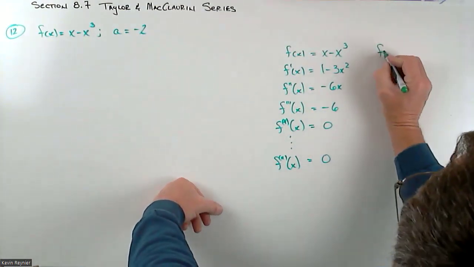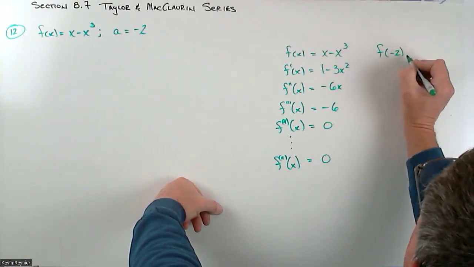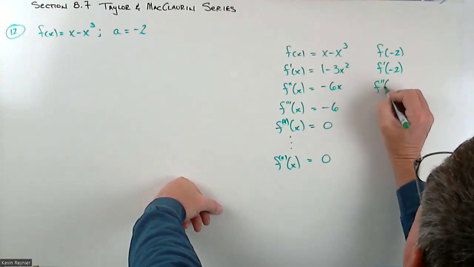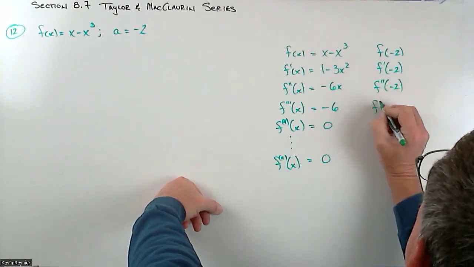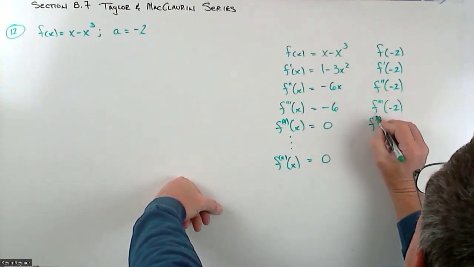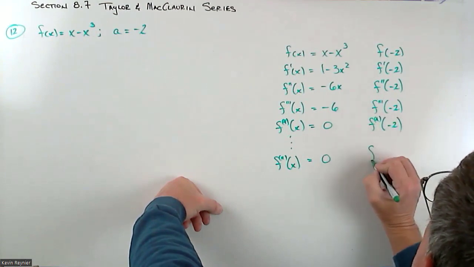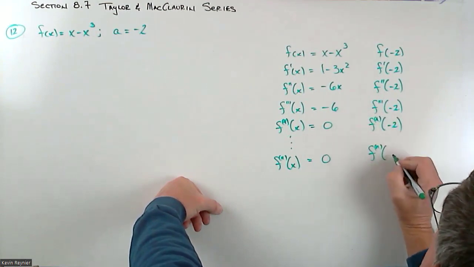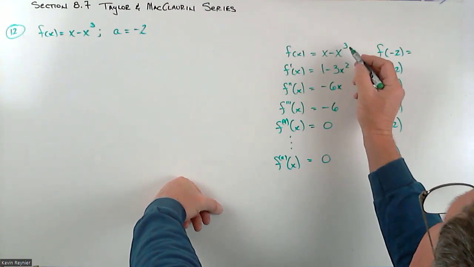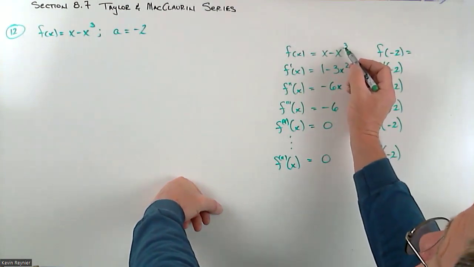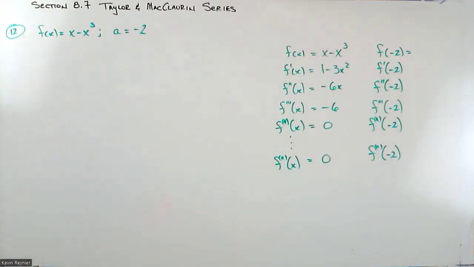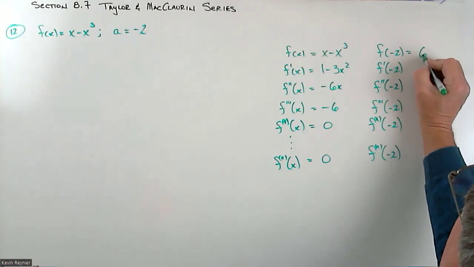Now we evaluate each of these at a. Our a, remember, was given as negative 2. So we evaluate each of these at negative 2. So we put a negative 2 in here, we get negative 2 plus negative 2 cubed. It's going to be 8, but we have a minus there, so that's going to be plus 8. So negative 2 plus 8 is going to give us 6.